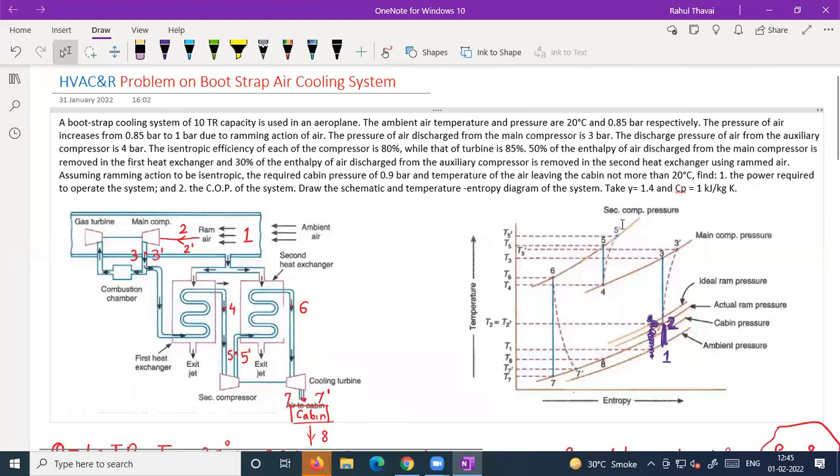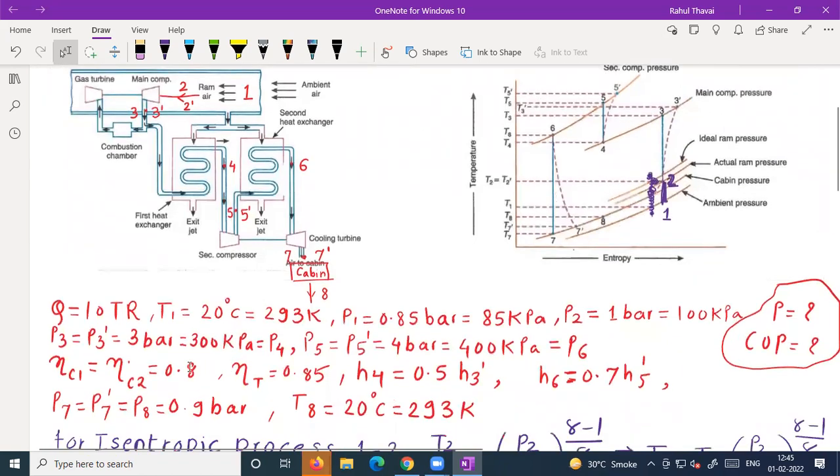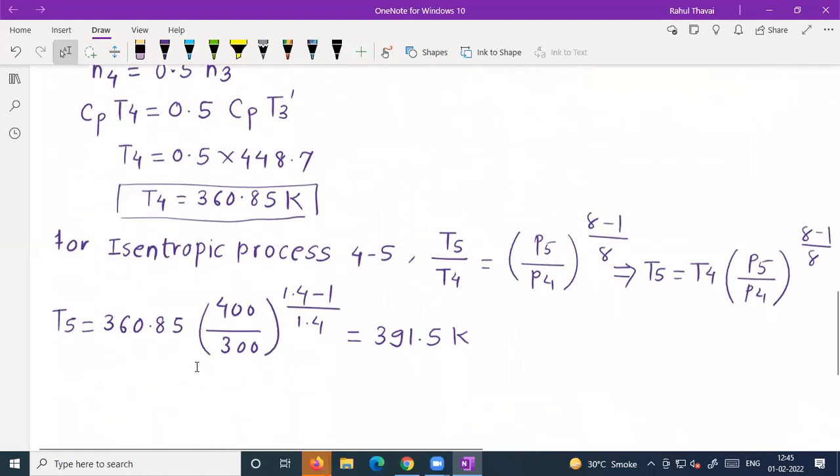Also, I need to get T5 dash. To get T5 dash, I can't apply the same expression because 5 dash is the actual process. You can see this 4 to 5 dash occurs in a secondary compressor, which is again 80% efficient. 4 to 5 indicates it is 100% efficient. 4 to 5 dash indicates it is less than 100% efficient. Then how much is it? It is given, it is only 80% efficient. So here also I will apply the same logic.